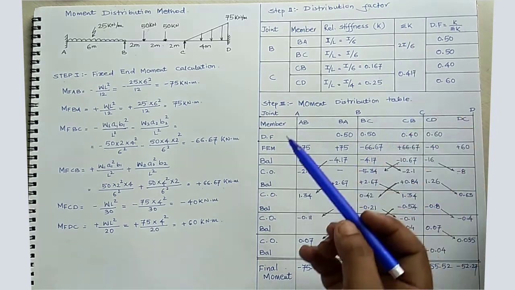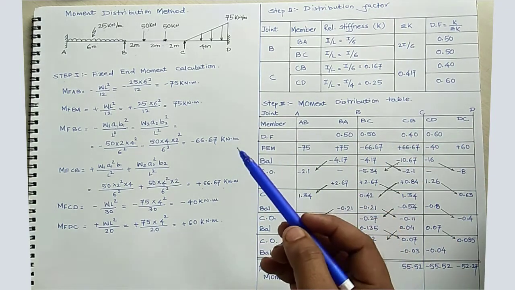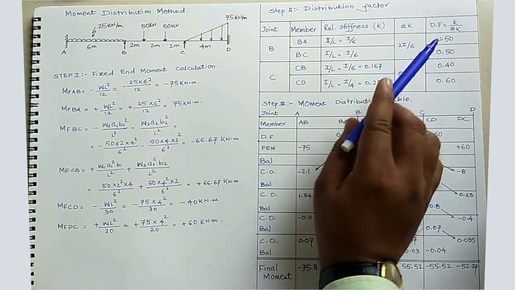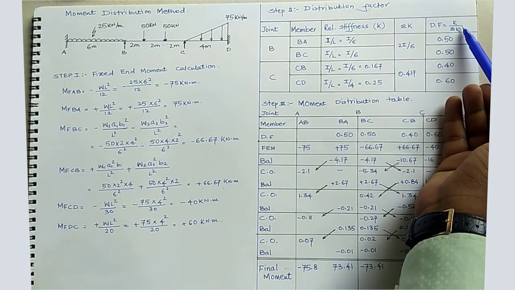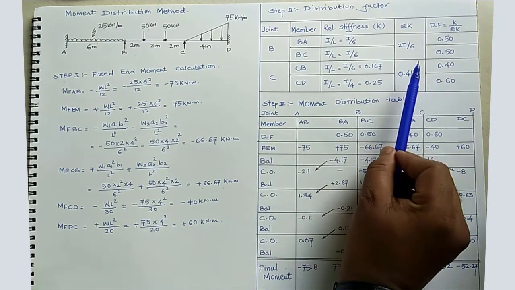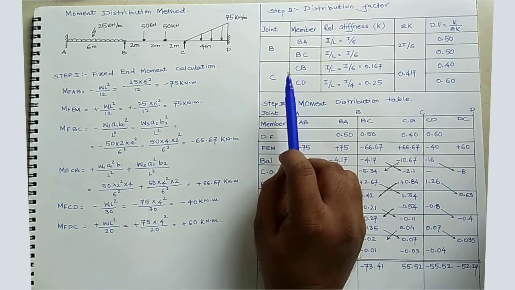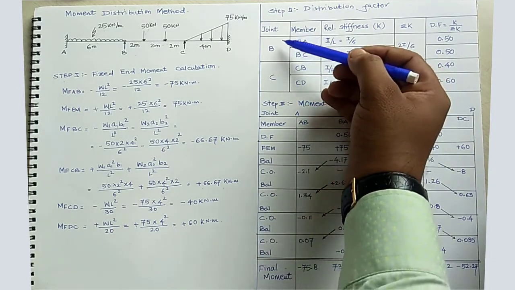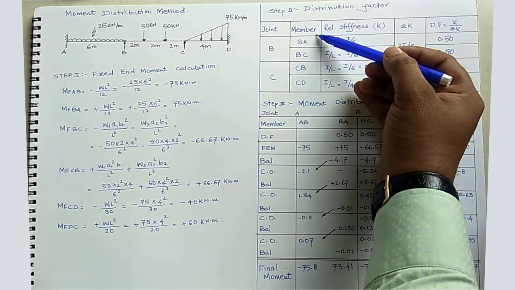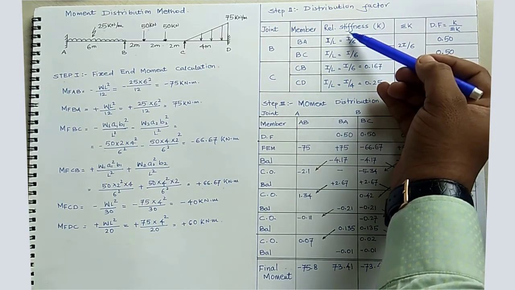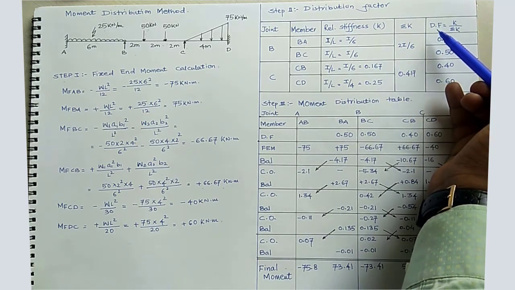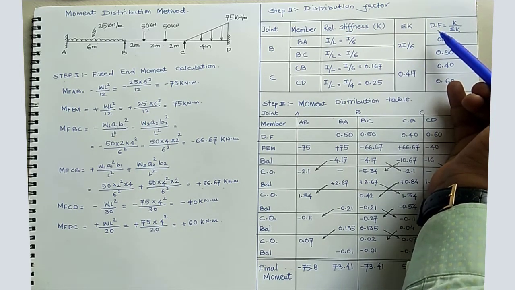Now, looking into the far end condition of each member, we have to calculate the distribution factor by the equation: relative stiffness of the member divided by the sum of the relative stiffness at the joint. For calculating this, we have to draw a table in which the first column consists of joint, the second column of member, the third column of relative stiffness, then the sum of relative stiffness at the joint, and from this we calculate the distribution factor.